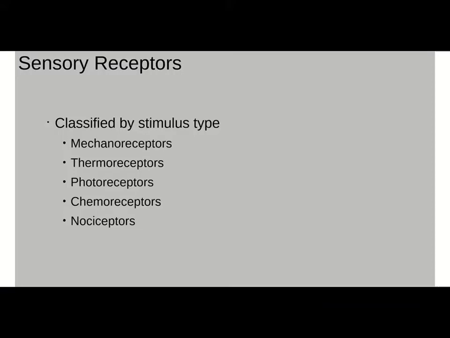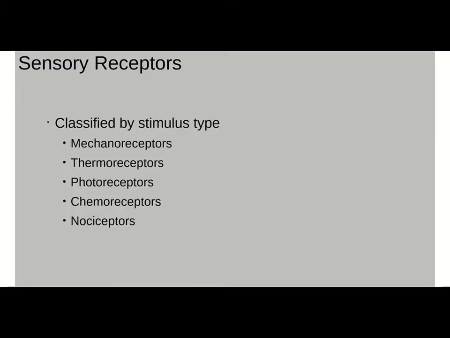Next, there's thermoreceptors, and I would say you can probably guess what thermoreceptors are sensitive to. Thermoreceptors respond to change in temperature, hot, cold, something like that. Photoreceptors are found in the backs of our eye on something called the retina. Photoreceptors are responsive to light. They detect presence of light.